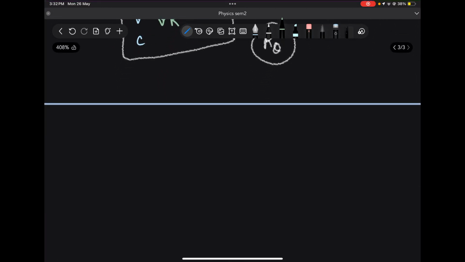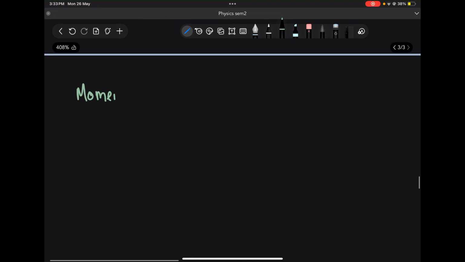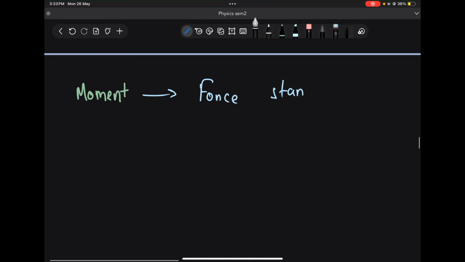The next thing we talk about is of course equilibrium. Now before heading into equilibrium, we need to understand another thing, that is moment of a force. So what is moment? If I need to express it in layman's terms, I will say that it is the force that starts a rotation.